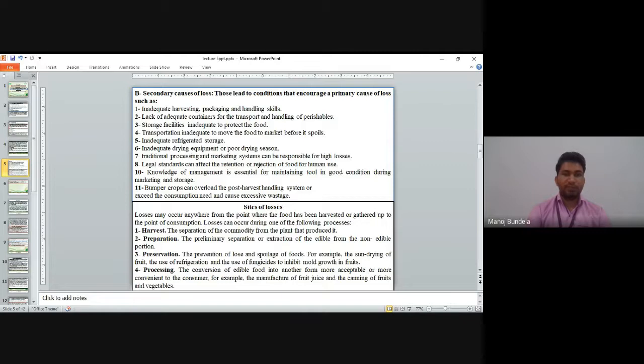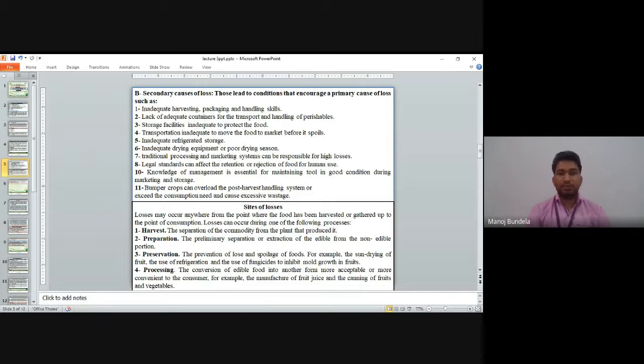Means when we go for transportation of foods to the market, we have to take care to transport in a proper manner. Inadequate refrigerated storage. Inadequate drying equipment and poor drying season, means if we do not use the particular drying equipment or the poor drying season, that is also a cause of losses. Traditional processing and marketing system. If we use the traditional method of processing and marketing, then it will also be responsible for high losses. Legal standards also affect the retention and rejection of foods for human use.